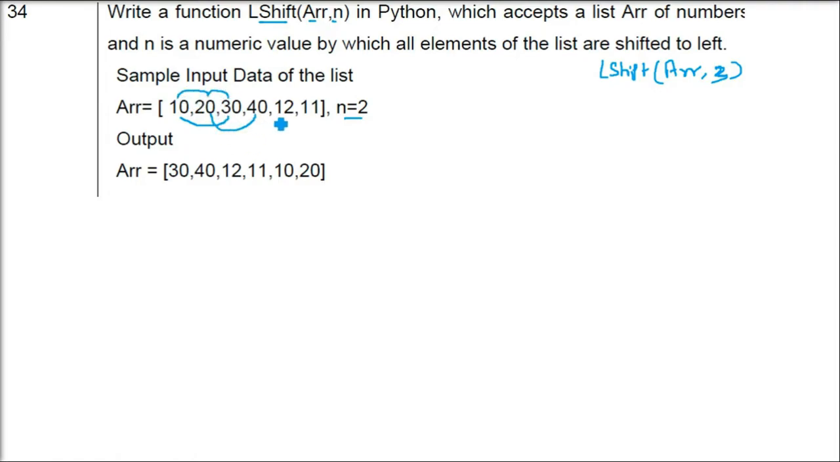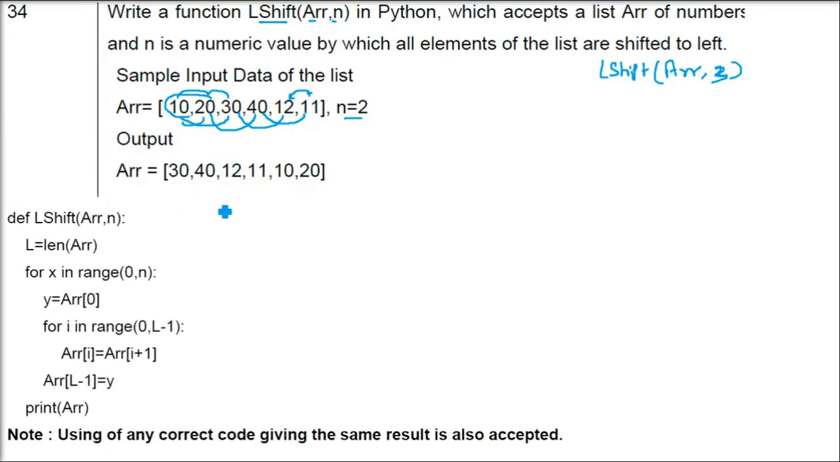40 will come to 20. 12 will come to 30. 11 will come to 40. So what will happen to 10 and 20? 10 will be shifted first to 11 and then to 12. 20 will be shifted first to 10 and then to 11. Okay, 20 will come here and then it will come here. This is the shifting. The final version is this one.